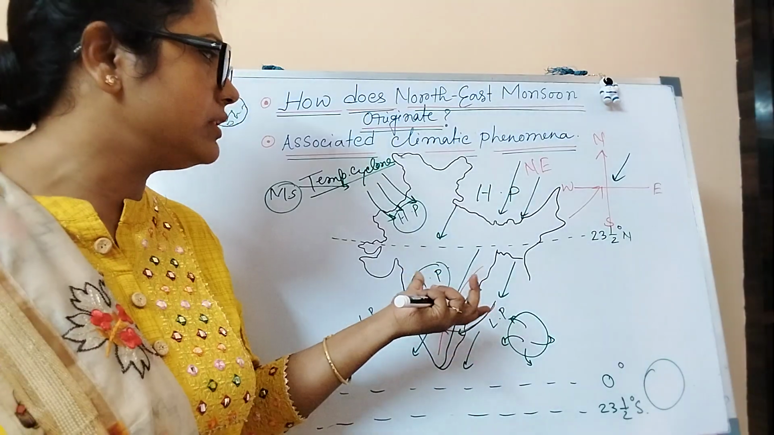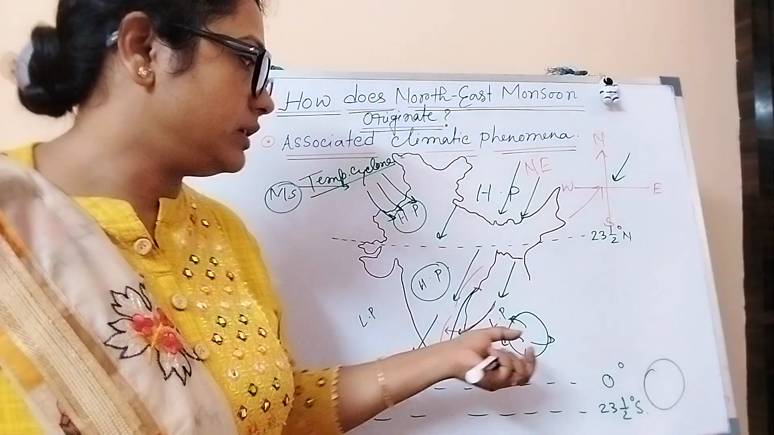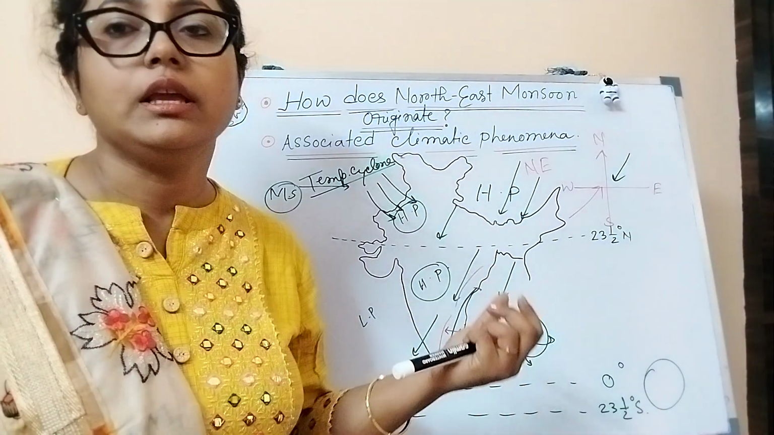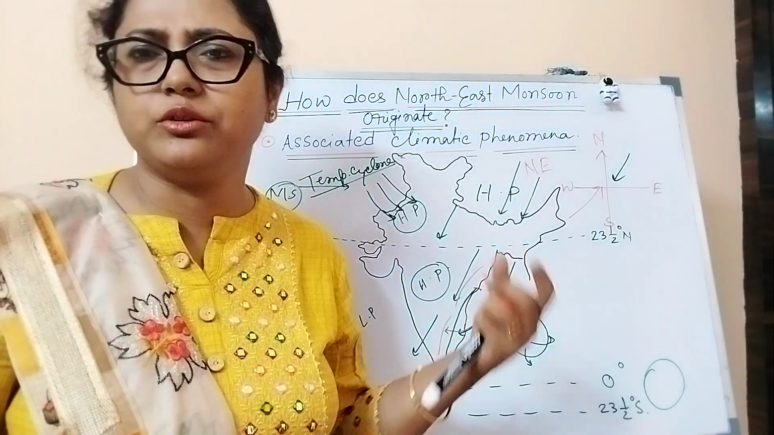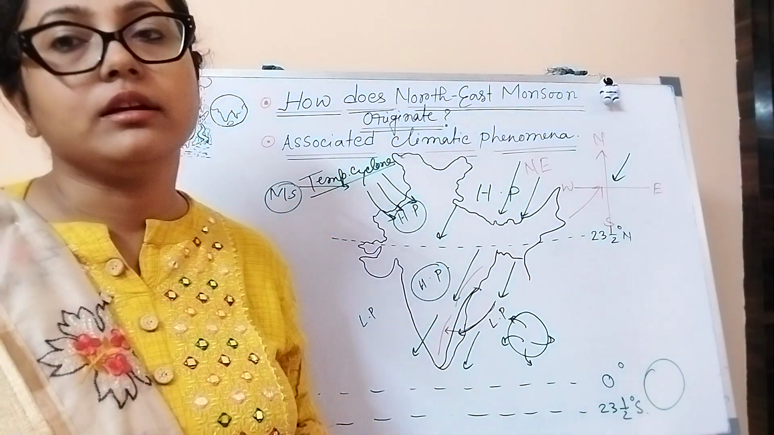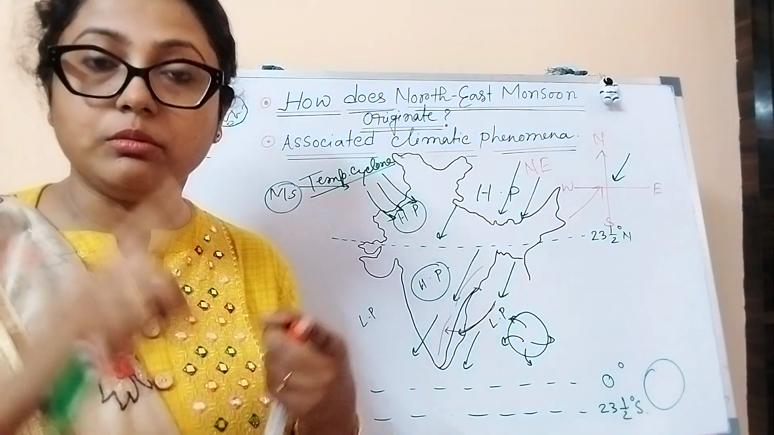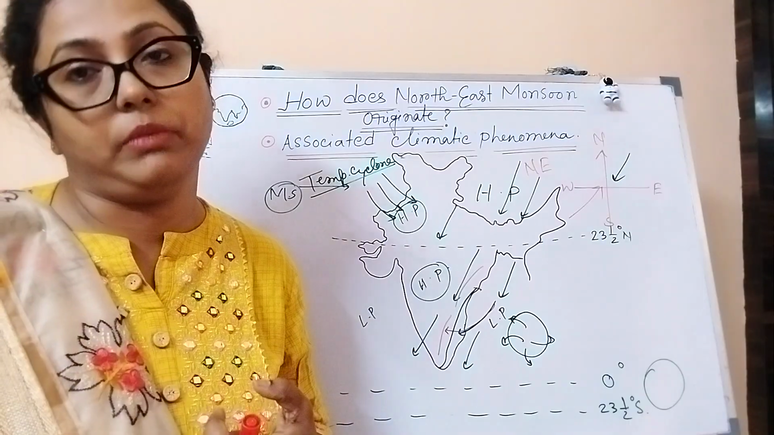So about the climatic condition during this time, we all know that the landmass is much cooler, but in the surrounding ocean the temperature is higher. 29 to 30 degrees centigrade temperature is observed in the surrounding oceanic region. Okay, and these two cyclonic events you also have to keep in mind.